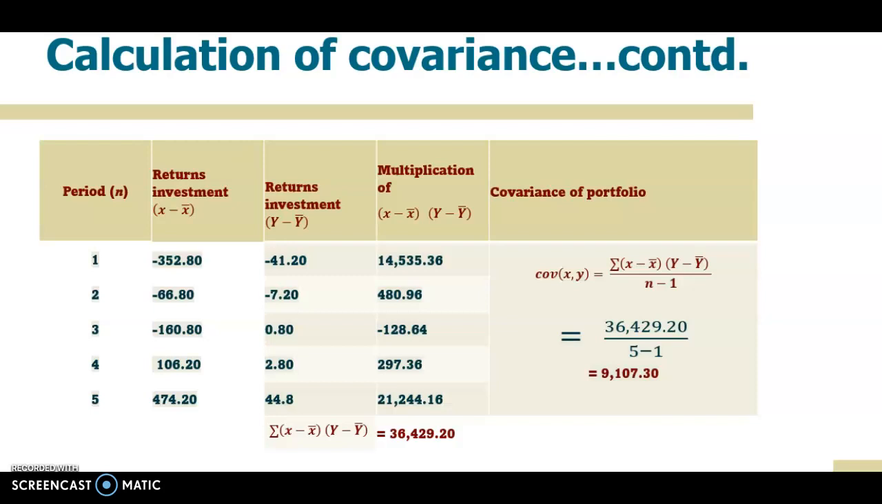Then we find the summation of X minus X hat multiplied by Y minus Y hat equals 36,429.20. Now we divide 36,429.20 by 5 minus 1, which gives us 9107.30. A positive covariance in the portfolio between assets X and Y means that the securities tend to move in the same direction.